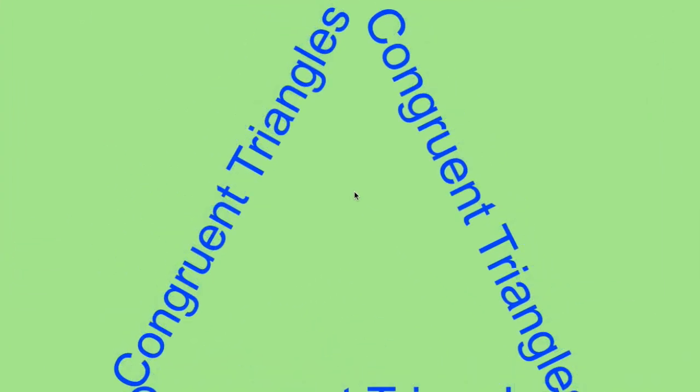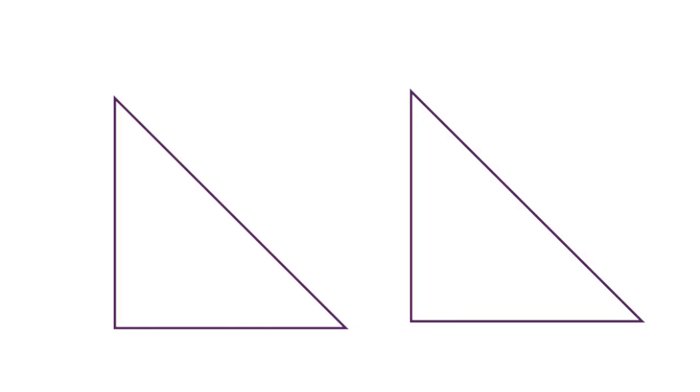Today we're looking at congruent triangles. We know that the word congruent means that they are the same size, the exact same size, and the exact same shape. Here I have two triangles.